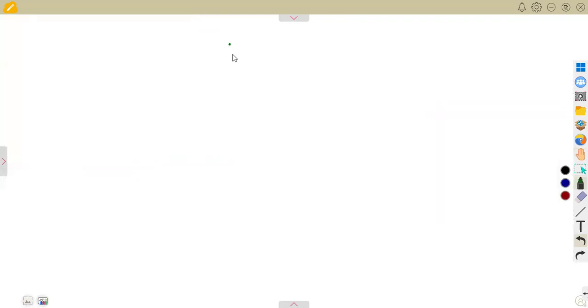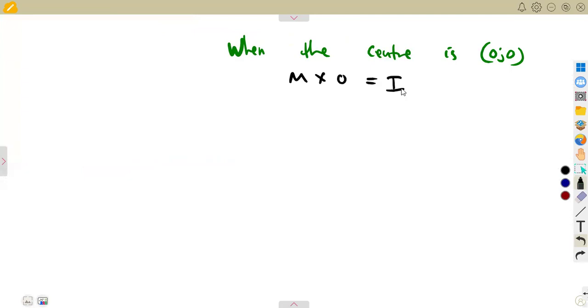Remember, I said when the center is 0, 0, you just use this straightforward matrix times object is equal to image. There are no adjustments to be made. You just do what you did on a reflection, but you must use the matrix of a rotation for that transformation. So I want you to try this. Then also write the coordinates of the images in the comment section.